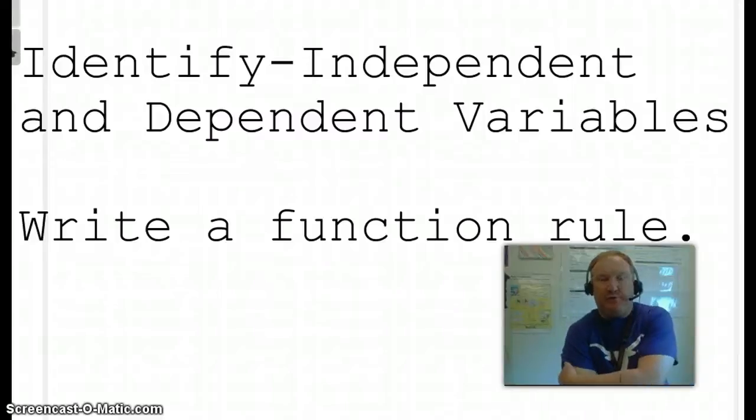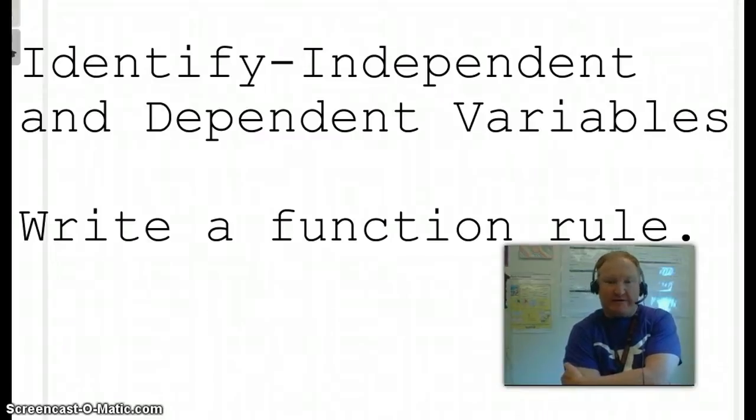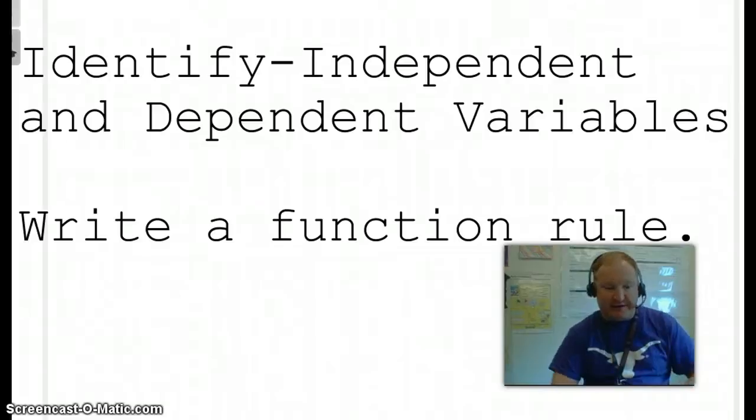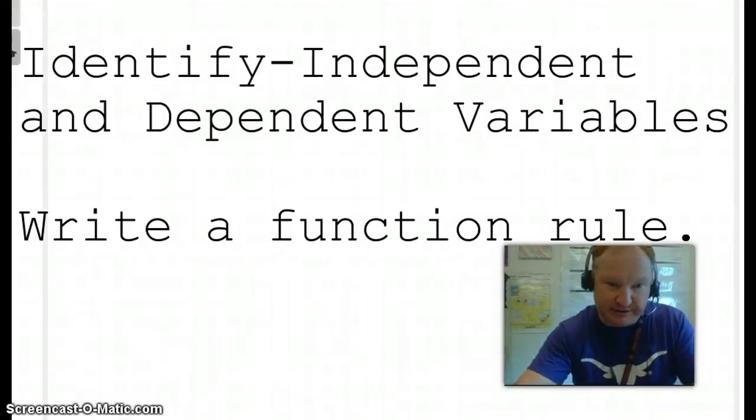Good evening, everybody. Well, we're going to take a look at identifying the independent and the dependent variable. That's important because the independent variable needs to always be on the x-axis, and the dependent variable always needs to be on the y-axis. After we've done that, we're also going to learn to write a function rule to go along with the scenario. Again, if you don't know which is the independent or dependent variable, then it's very hard to write the function that goes with that, because we need to know which is x, and x always belongs with the independent variable. So with that said, let's get started tonight.